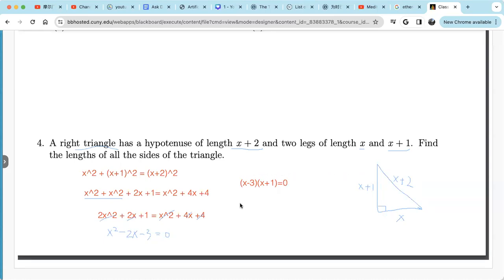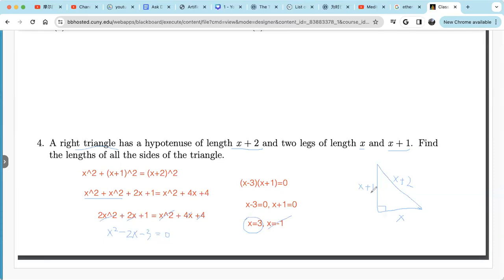To solve this, x minus 3 can be 0, and x plus 1 can be 0. So x minus 3 is 0, that means x equals 3. x plus 1 is 0, that means x equals negative 1. For dimensions, we don't have negative numbers. So this is gone. So just x equals 3.